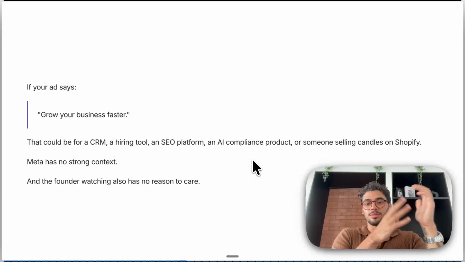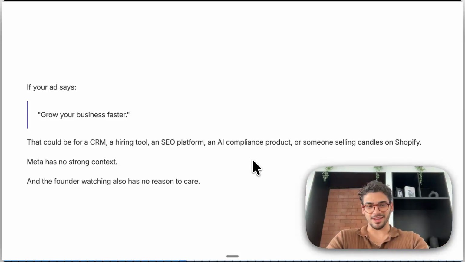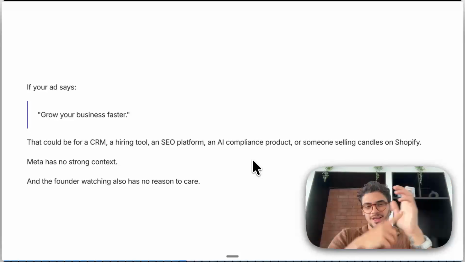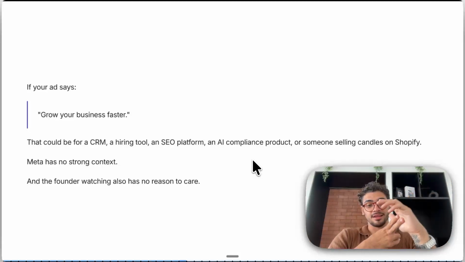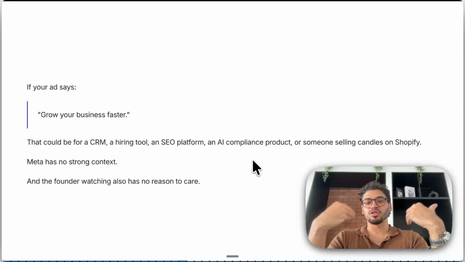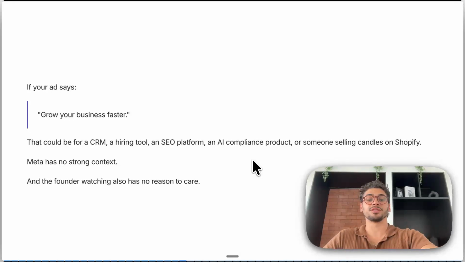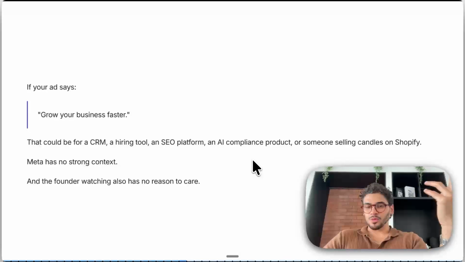If your ad says grow your business faster, that could be for a CRM, a hiring tool, an SEO platform, an AI compliance product, or someone selling candles on Shopify, right? Like a CRM can help a business grow faster, an SEO platform the same. You're not being specific here. Meta has no strong context, so it cannot know if this person is actually able and wanting to buy a CRM, right? Or an SEO platform, or any solution that your software solves. And the founder watching also has no reason to care about it.